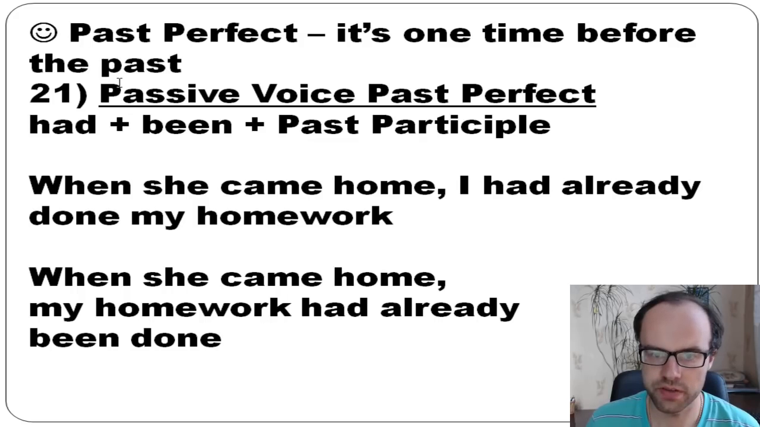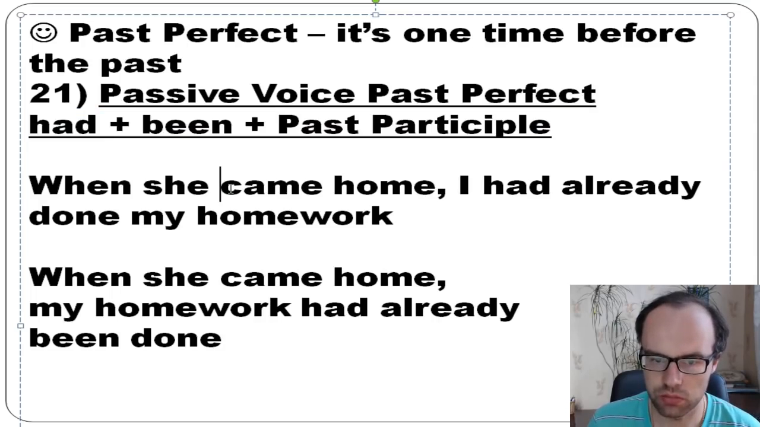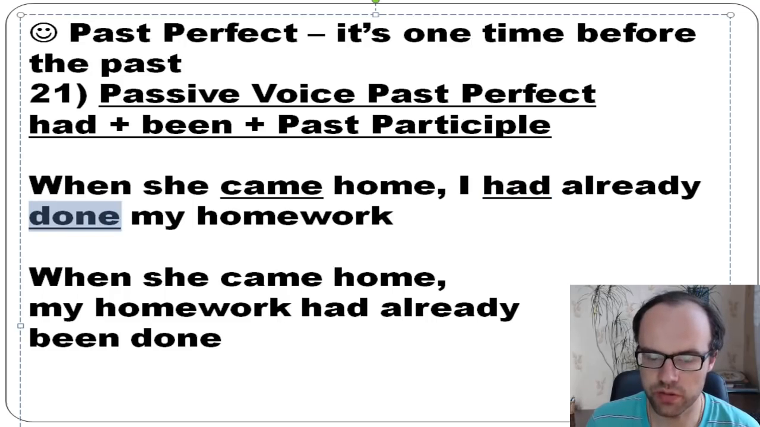Okay, so passive voice, past perfect: had been plus past participle. Look, when she came home, so it's past simple, I had already done my homework. It's past perfect, so it's one time before, yeah? So first I did, then she came, so it's one time before.